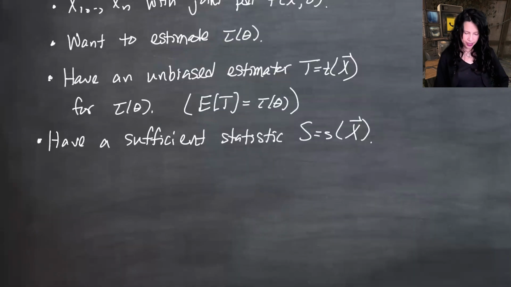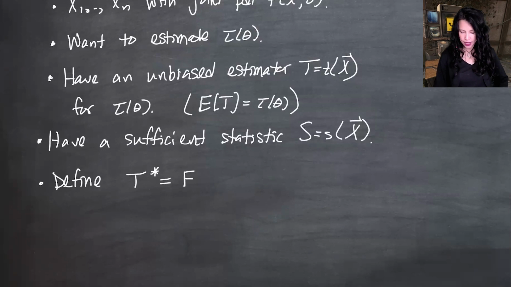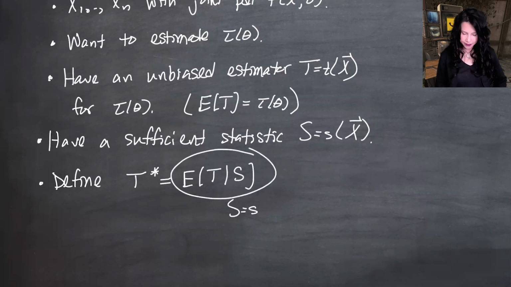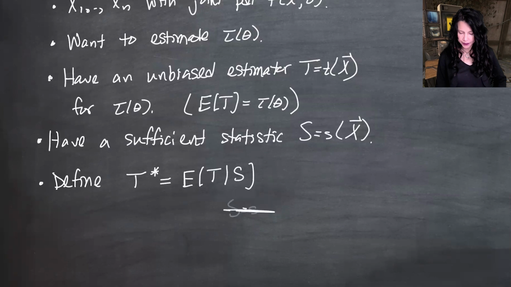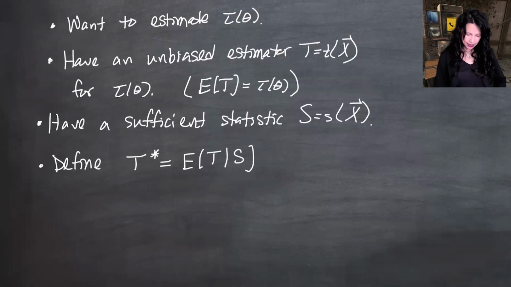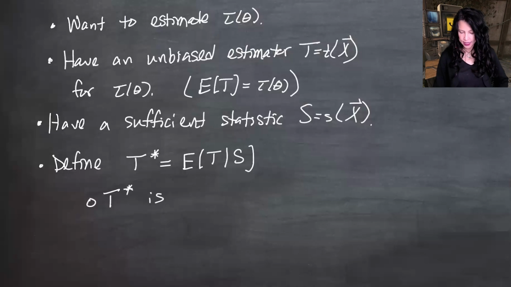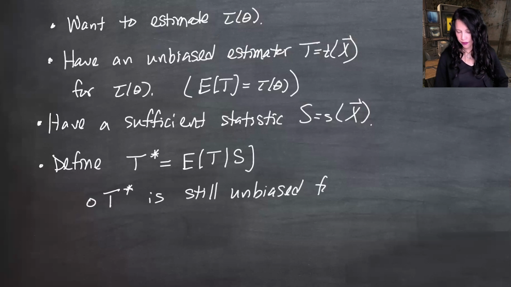And here is the punchline. We're going to define a statistic T star to be the expected value of T given S, right? Because I didn't say S equals little s, this is a random quantity, which itself has a distribution and expectation. And I claim a whole bunch of things. So I need a different bullet. This looks like a negative in math. I'll do an open circle. T star is still an unbiased estimator for tau of theta.